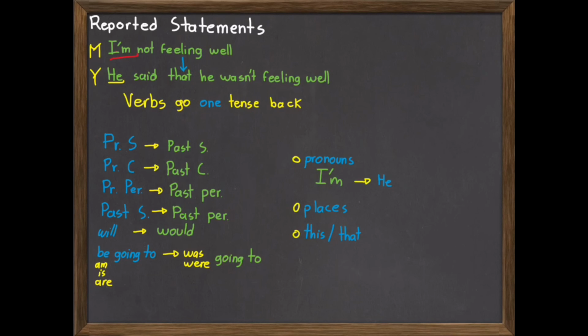This and that would also change. For example, I've just bought this book would turn into he said he had just bought that book. Also times. I met her last week would turn into he said he had met her the week before. You have to be very careful with these, as it could change the meaning of what you're saying.